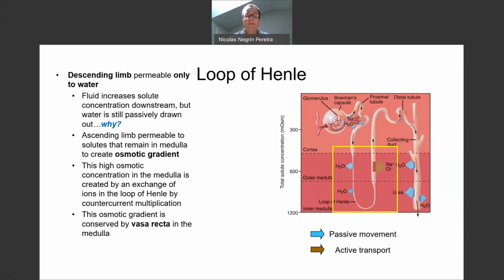This is done by the presence of vasa recta, which are special capillaries located around the loops of Henle, and these vasa recta keep the ions inside the medulla of the kidney. So the loop of Henle functions in water reabsorption, and is of course fundamental for that. It is in the loop of Henle that 85% of the filtrate is reabsorbed.